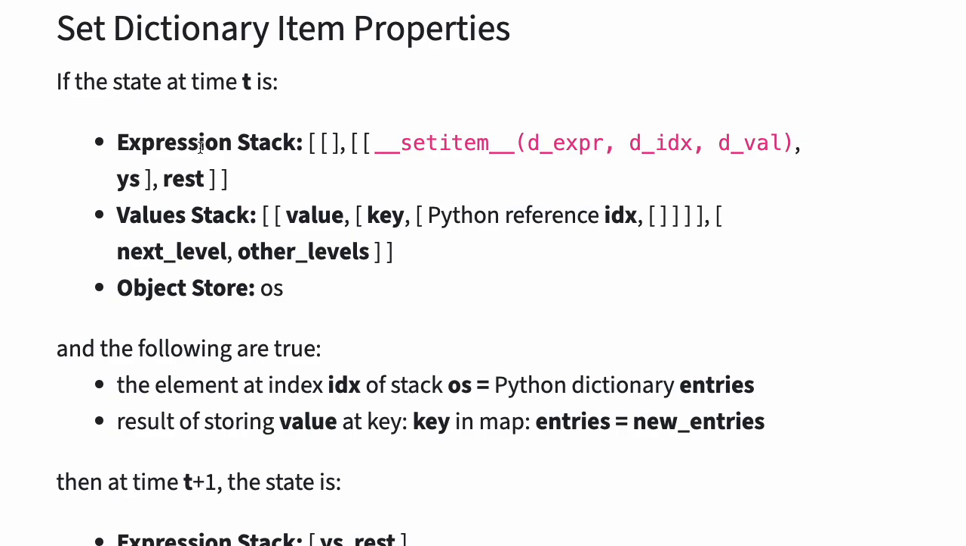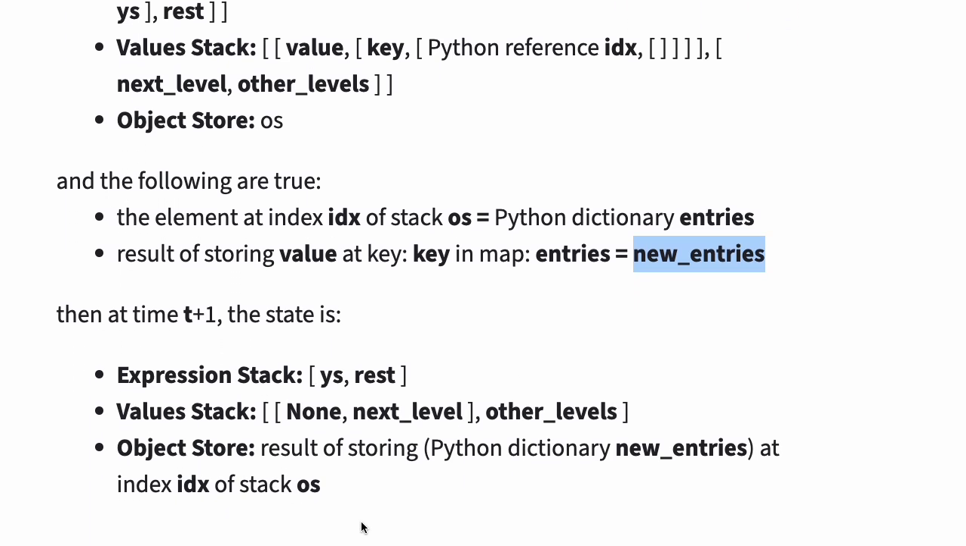If at time t the expression stack contains an empty element followed by a setitem operation, and the value stack contains a value, key, and Python reference IDX, and the object store is OS, and the element at index IDX of stack OS is a Python dictionary with entries, and the result of storing value at key in map entries is new entries, then at time t plus 1, the empty element and the setitem operation are popped from the expression stack, Python pushes none into the value stack, and the object store is the result of storing new entries at index IDX of OS.